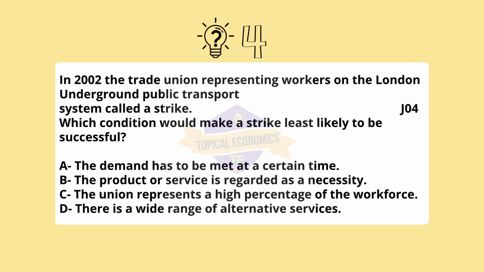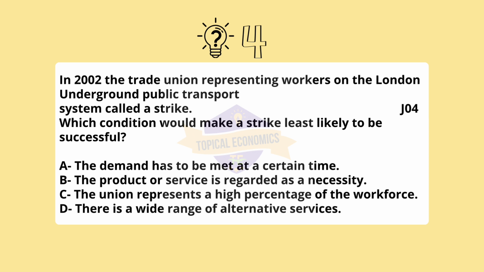Let us read the fourth question. In 2002, the trade union representing workers on the London Underground public transport system called a strike. Which condition would make a strike least likely to be successful? Option A is the demand has to be met at a certain time. Option B, the product or service is regarded as a necessity. Option C, the union represents a high percentage of the workforce. And option D, there is a wide range of alternative services.